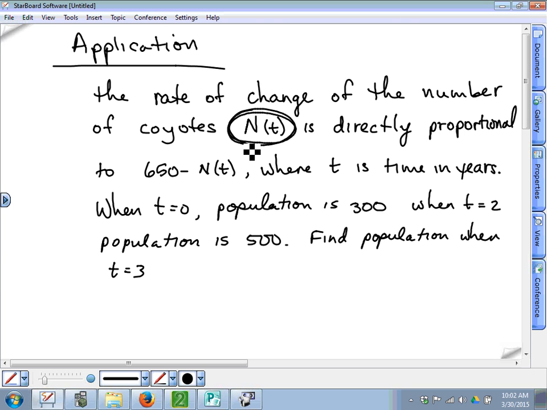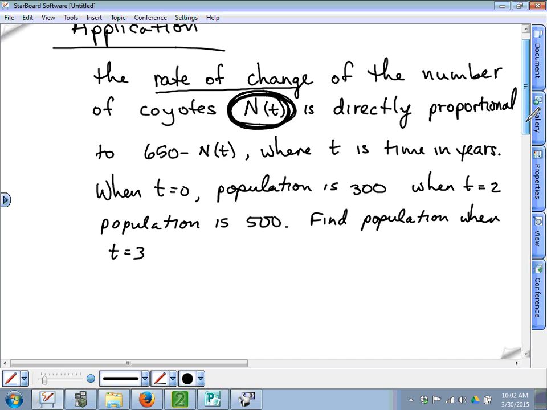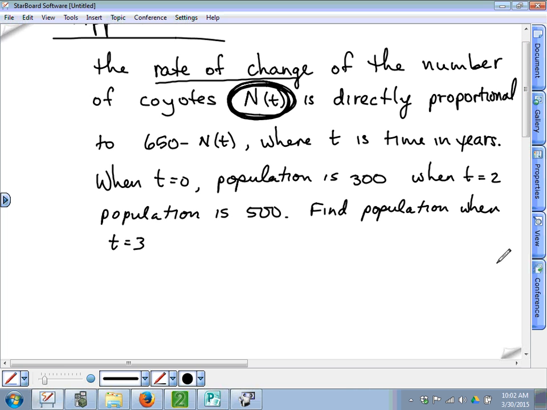What does this stand for, Eddie? N of t is the number of coyotes. That's a function, right? But the very first statement is the rate of change of the number of coyotes. How would you write that, the rate of change? N prime, isn't that a derivative? Let's write that as dn dt. The rate of change is dn dt, or n prime, but I'm going to call it dn dt because we're going to have to move the dt over eventually to integrate.